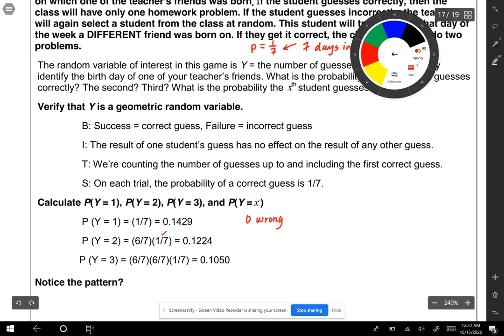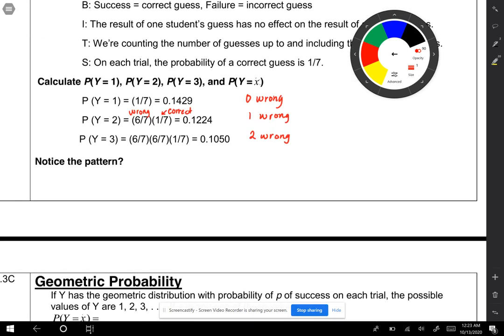So this is the correct, and then you have first wrong. Okay, for y equals 3, the first two are wrong, and the third is right. So 1 wrong, 2 wrong. And that's where the formula comes about. So it's 6/7 to the second power and 1/7 to the first power, and multiply those, and that will give you a probability of 0.1050. Notice the pattern.